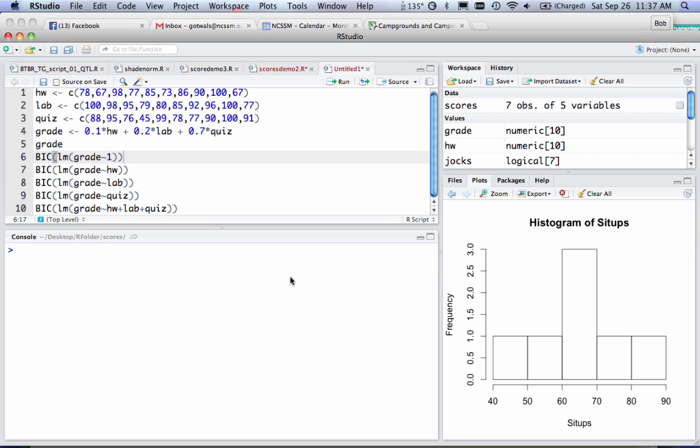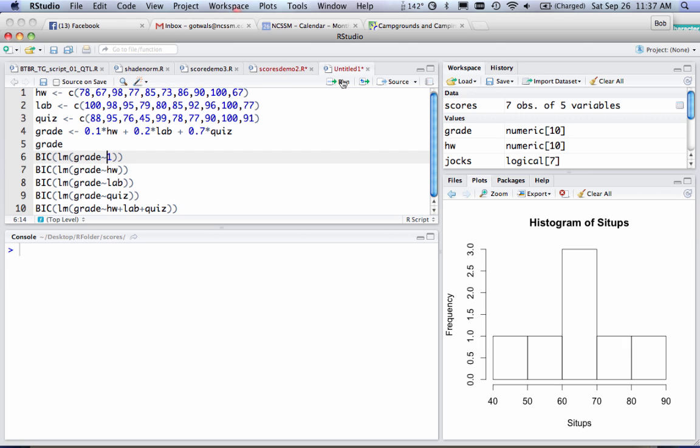Hello, here's another example of using the BIC analysis in R programming. So I have here some scores: homework, lab, and quiz. I've come up with a cumulative grade for each of these students. So these are the scores that 10 students got on these various activities.